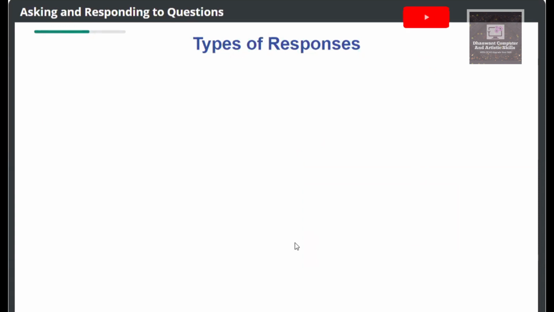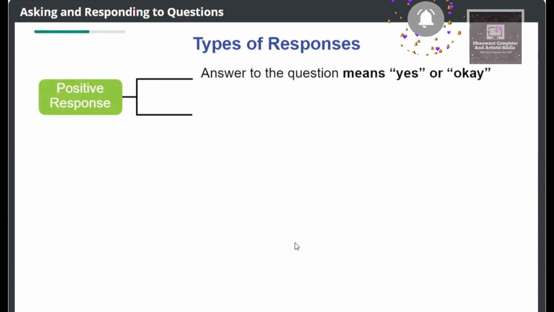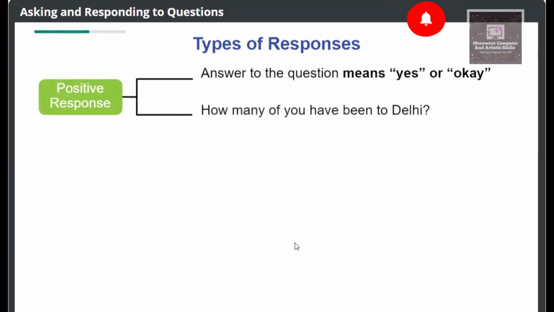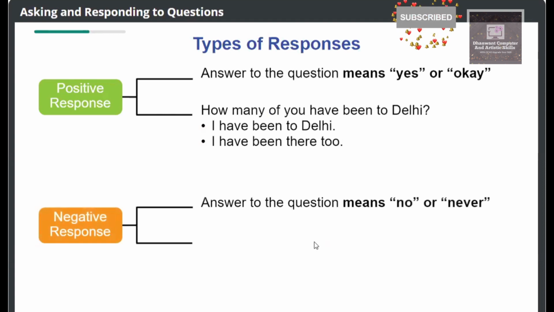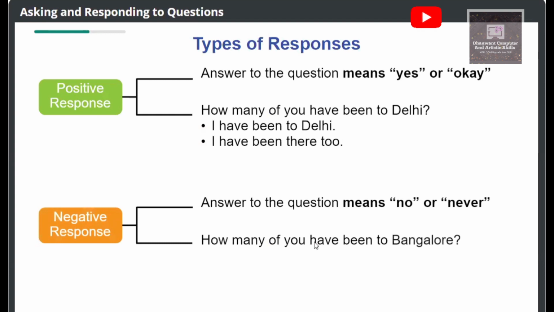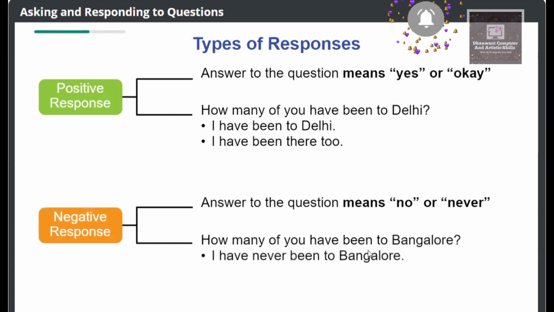Types of responses. Positive response. An answer to the question that means yes or okay. How many of you have been to Delhi? I have been to Delhi. I have been there too. Negative response. An answer to the question that means no or never. How many of you have been to Bangalore? I have never been to Bangalore. I have not either.